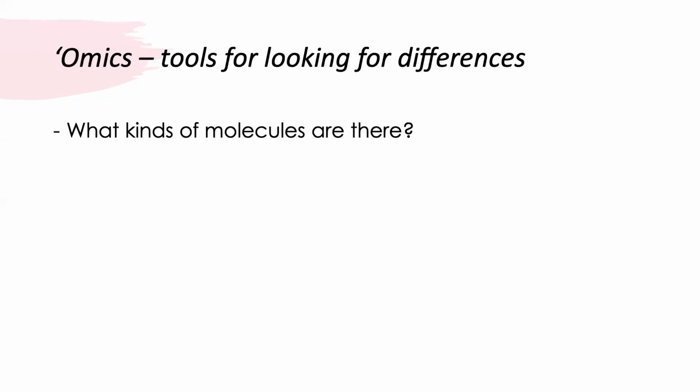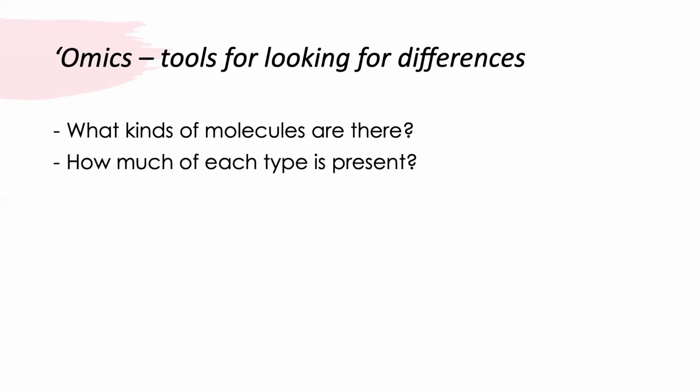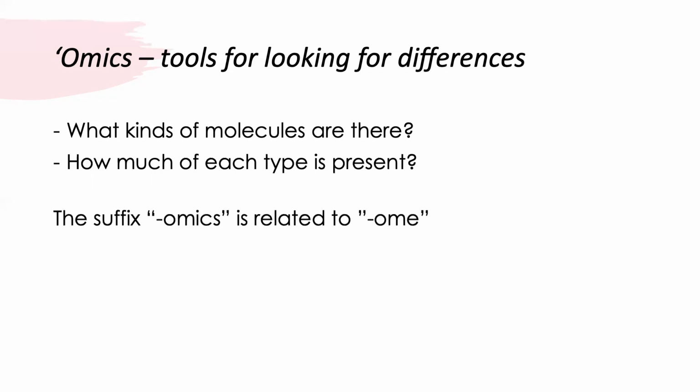And one of the tools that we have for looking for differences in biology are known as the omics tools. So these allow us to look for differences between different types of biological molecules in cells and organisms. These tools allow us to ask what kinds of molecules are present in a cell, and also how much of each type is present. And again, if we can compare cells from people that have a condition to cells from people that don't, then we can start to understand what about that particular condition is giving rise to those differences.